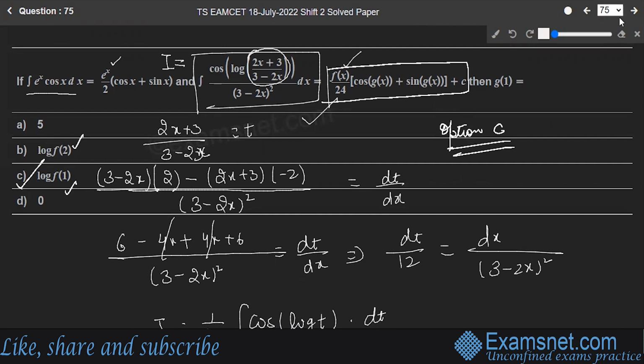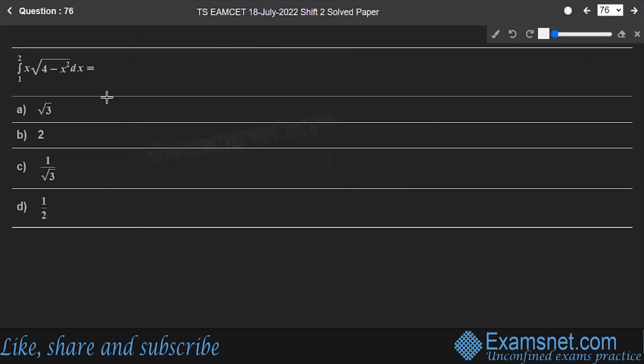Hope you understood this question. Next is question number 76. Integral with limits 1 to 2 of x into this whole function is equal to what? Easy question actually. I'll start by putting 4 minus x square is equal to t. Let's find the derivative. So minus 2x into dx is equal to dt, or x dx is equal to minus 1 by 2 dt.